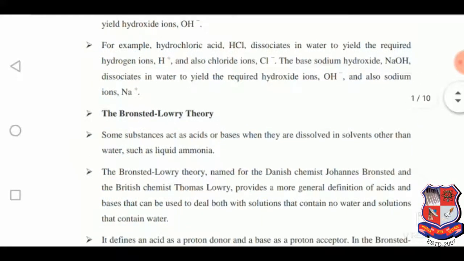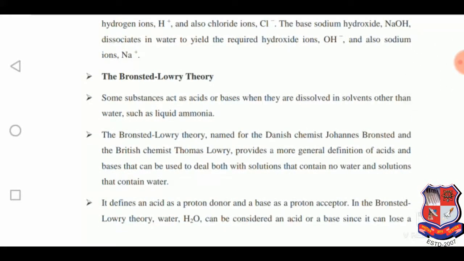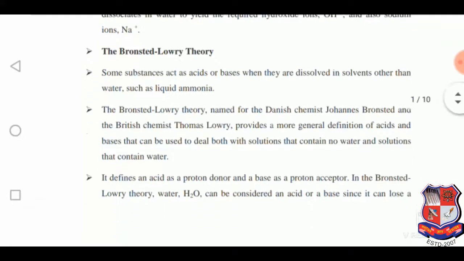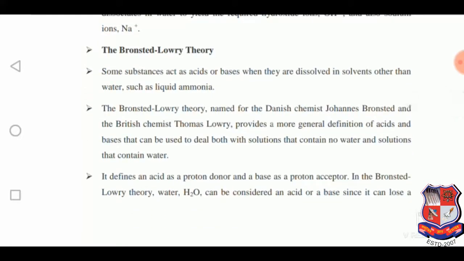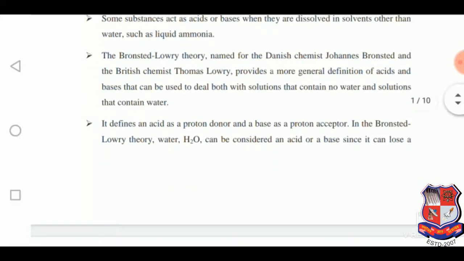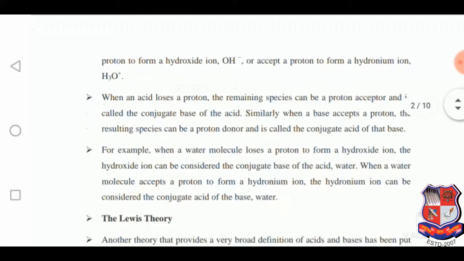sodium ions. The Bronsted-Lowry theory indicates that some substances act as acids or bases when they dissolve in solvents other than water, such as liquid ammonia. This theory, named after the Danish chemist Johannes Bronsted and the British chemist Thomas Lowry, provides a more general definition of acids and bases that can be used to deal with solutions that contain no water as well as solutions that contain water. It defines an acid as a proton donor and a base as a proton acceptor. This is the most important thing that we have to remember.